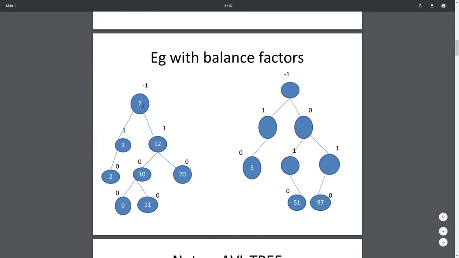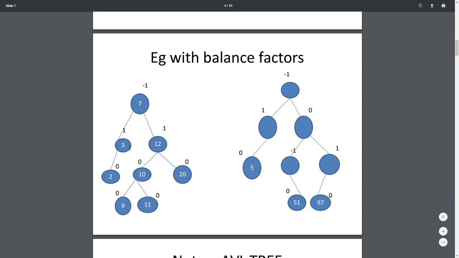If we want to find the balance factor of 7, then first find the height of the left subtree. So height of left subtree is 1 and 2, that is 2 nodes in left of 7. So height of left subtree is 2, and for height of right subtree we have to consider the maximum path. Here 1, 2 and 3. So height of right subtree of 7 is 3. So 2 minus 3, that is -1.